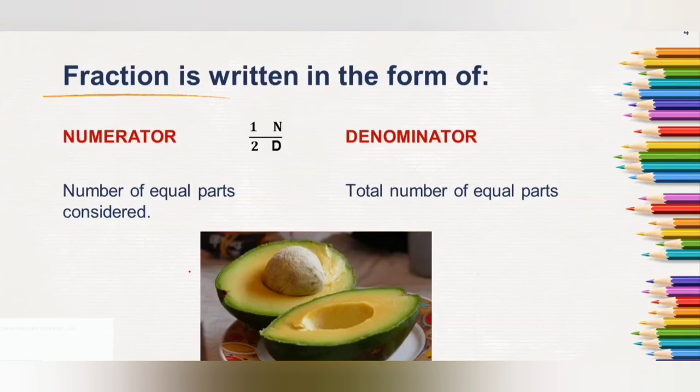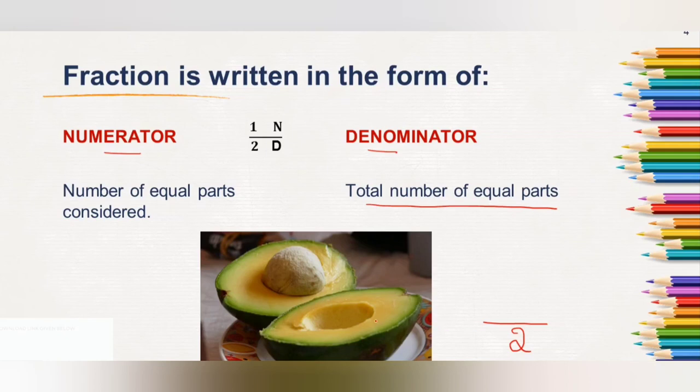A fraction is written in the form of numerator and denominator. Denominator means the total number of equal parts. You divided the one whole butterfruit into two equal parts, which you are sharing with your friend. So the denominator will be 2. Total number of equal parts is 2.